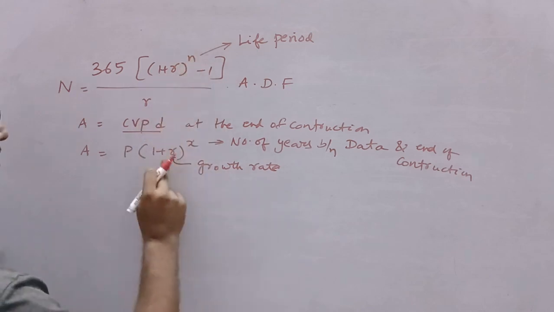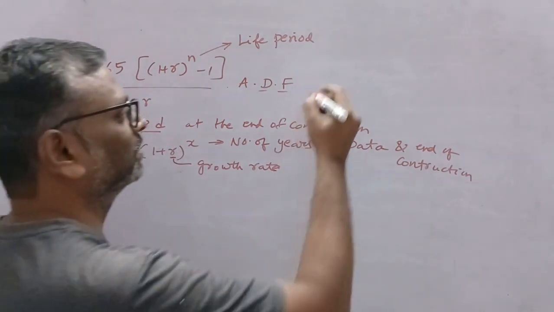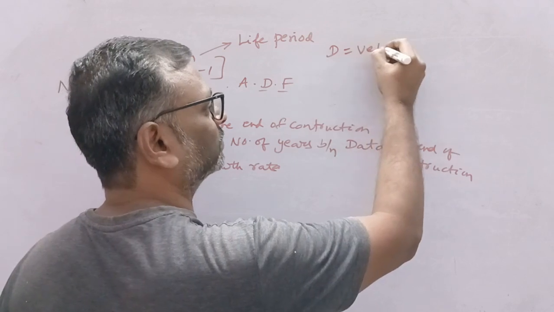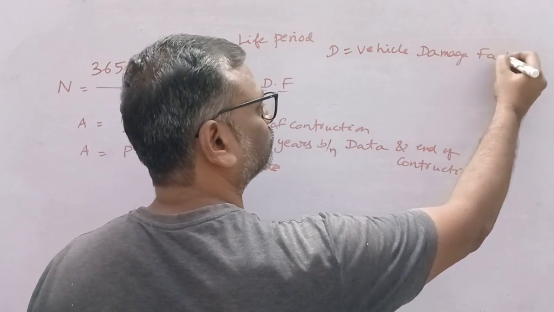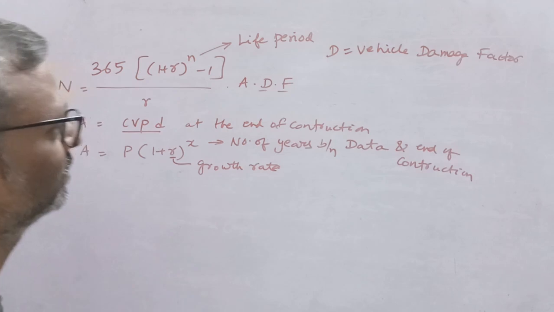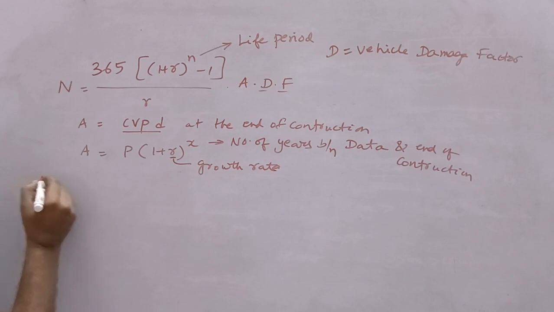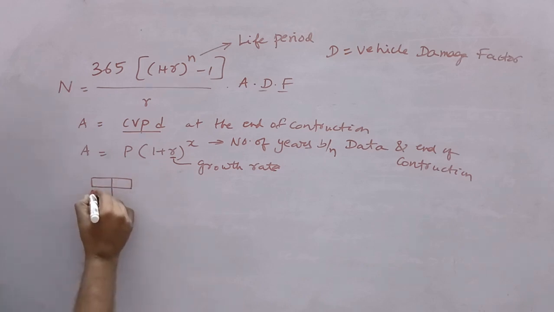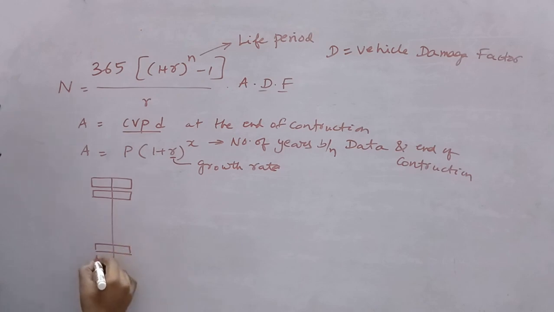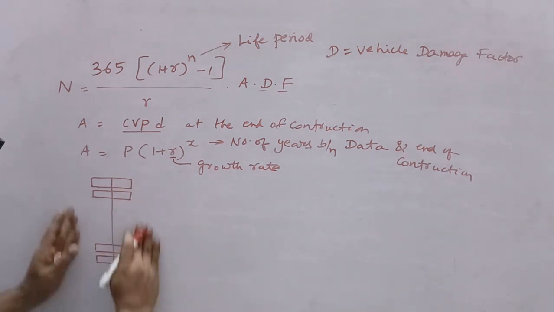Now we got A, r, n and x. Now what is D and F? D is called vehicle damage factor. Vehicle damage factor means we have standard loads, right? Generally we have a standard load. It is a single axle with dual wheels on either side. This is the standard. So all the trucks will not be like this, right?